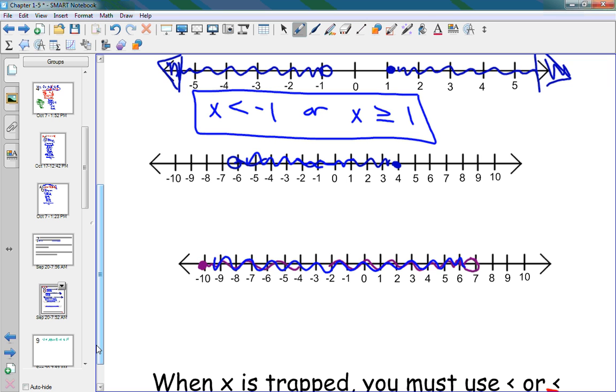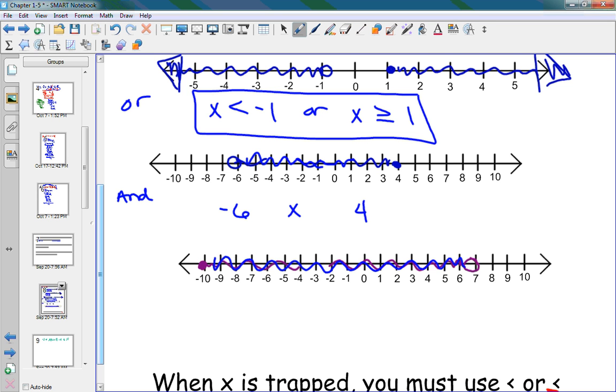Now, this one is trapped. My shading is trapped between two numbers. This top one was an OR. This second one is going to be an AND. It is the combination of two of these graphs, which means I'm going to put my walls up. X is my shading, which means it's in the middle, and my last wall is going to be 4. Now, tell me this. What's the relationship between -6 and 4? -6 is always less than 4.